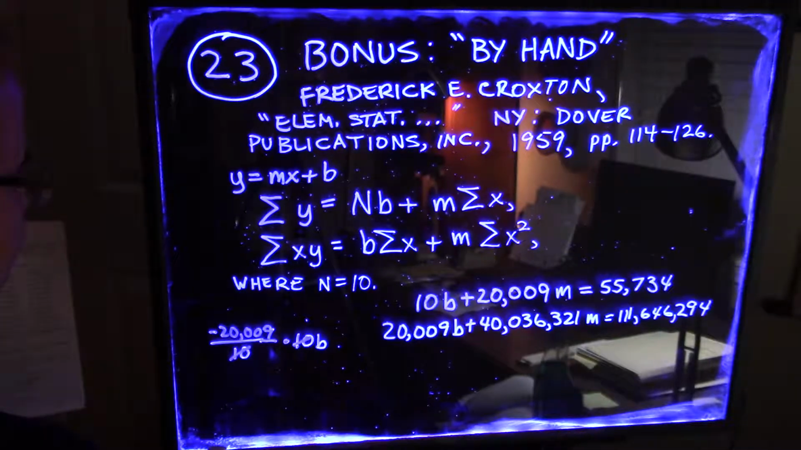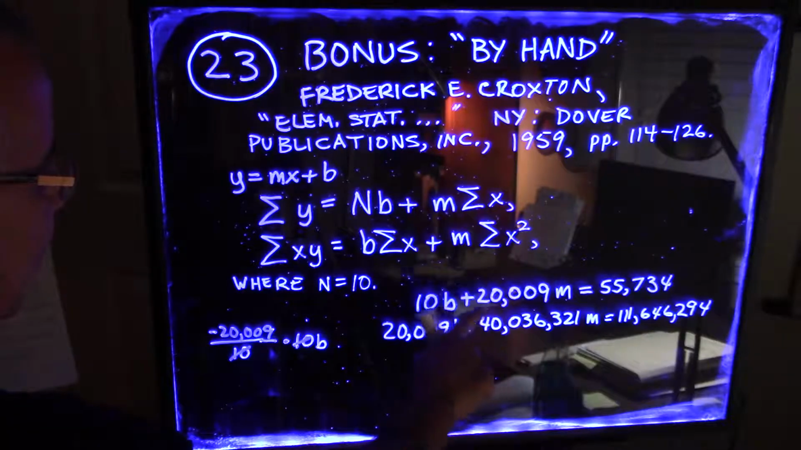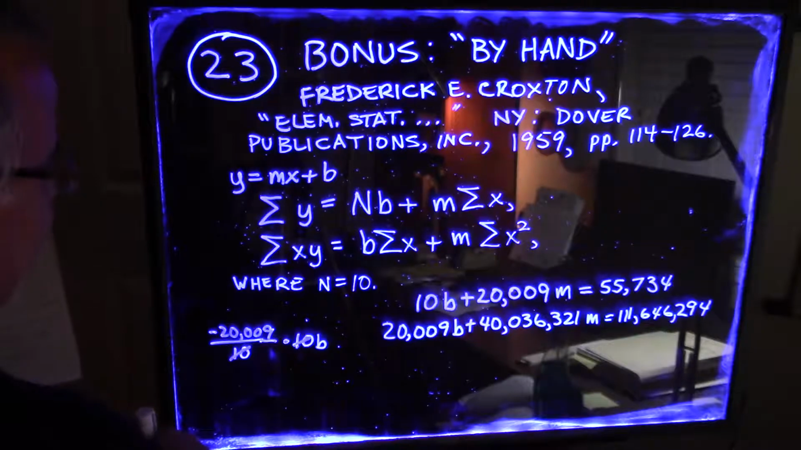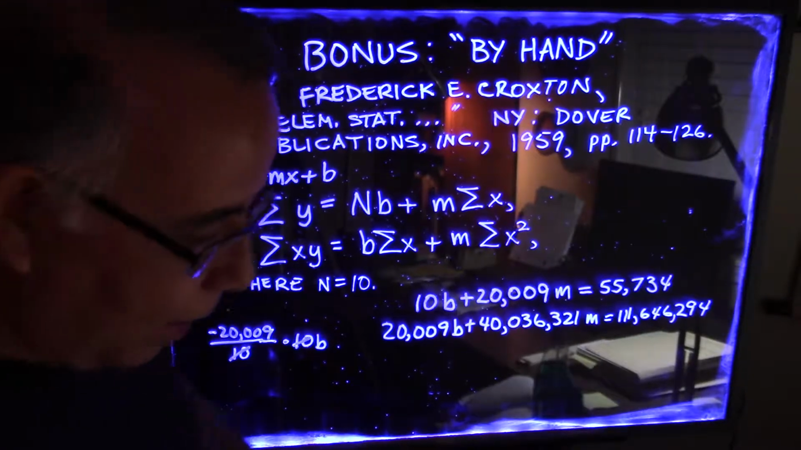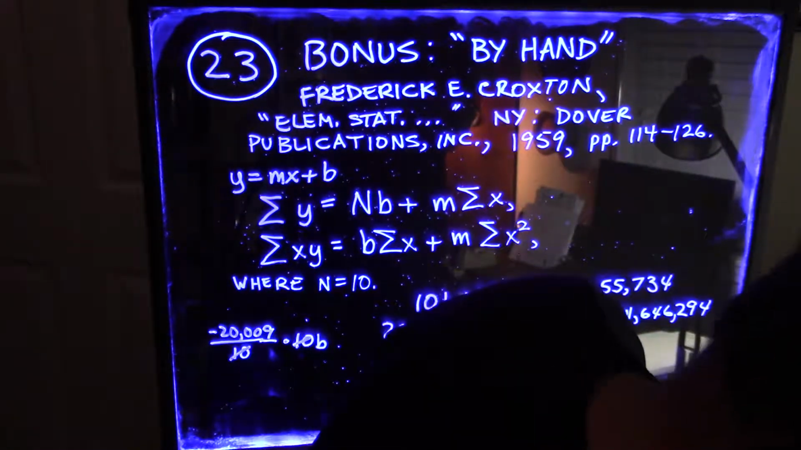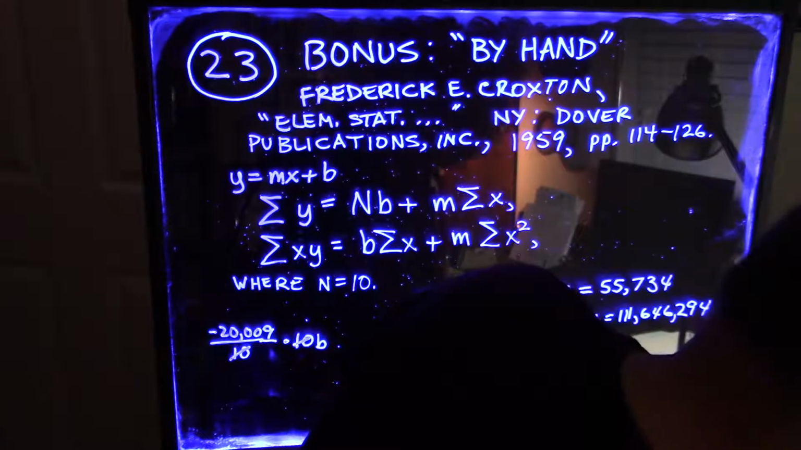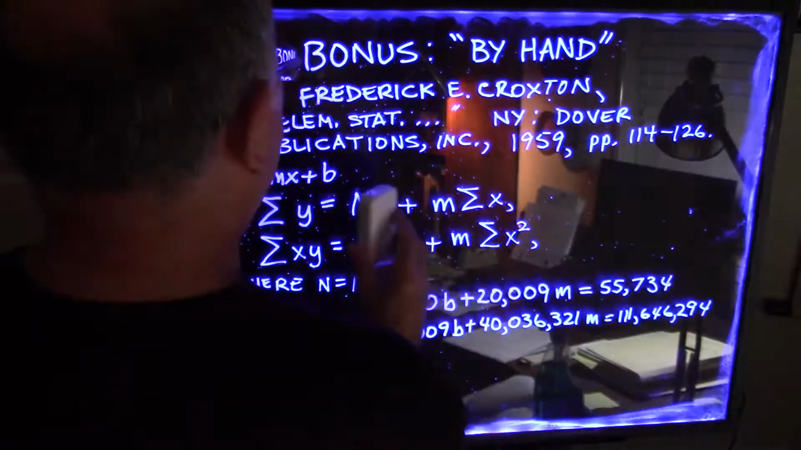So again, you have to multiply everything in the first equation, on both sides, by this number, negative 20,009 over 10. So I did that, and I'm going to write the results here as soon as I can erase all this. So here we go with more erasing as usual. Just bear with me here.